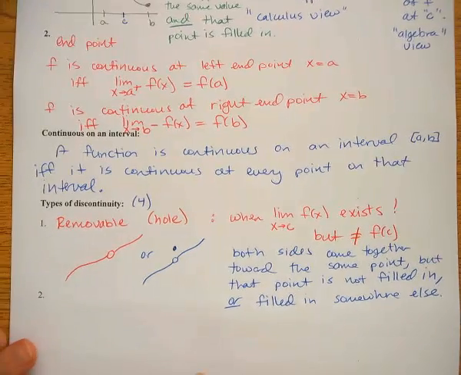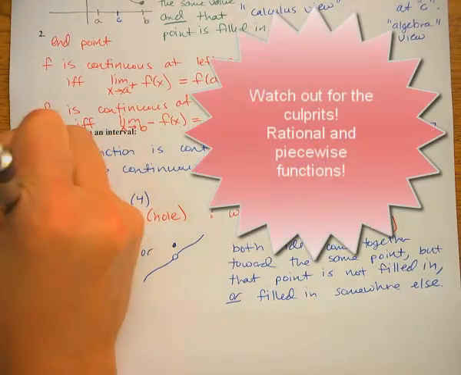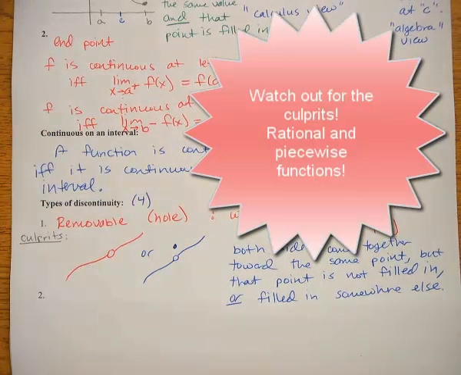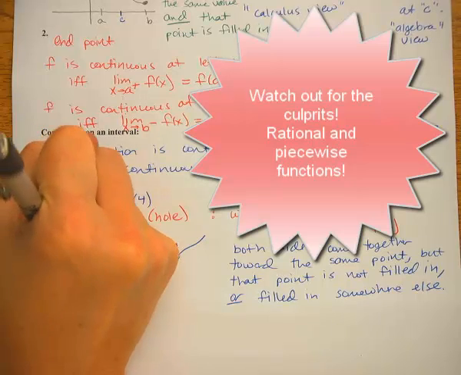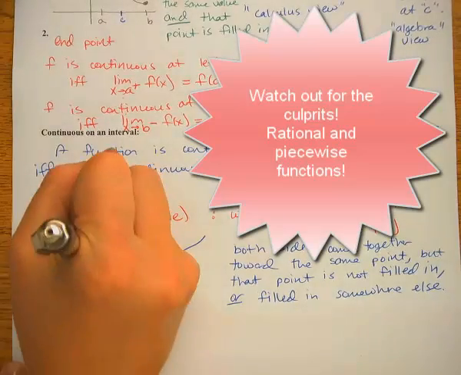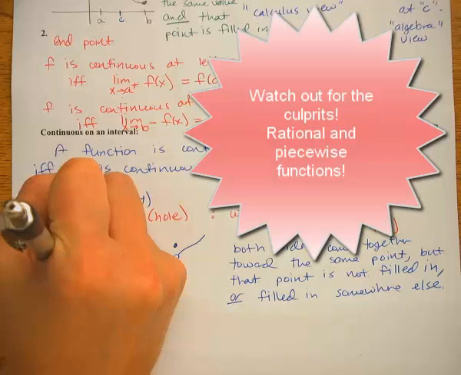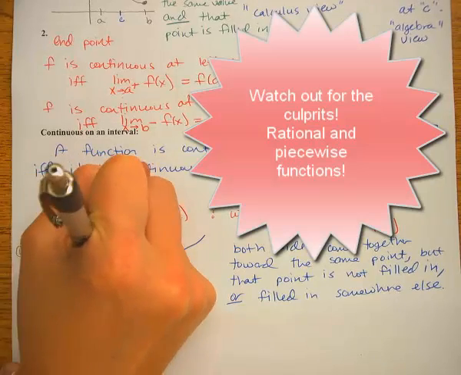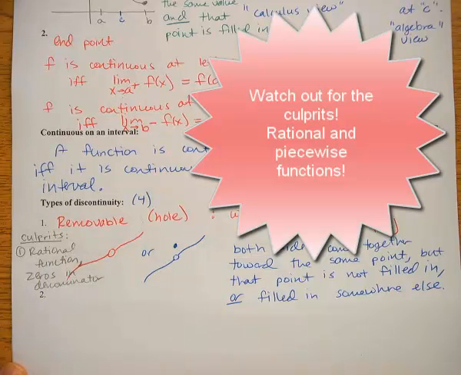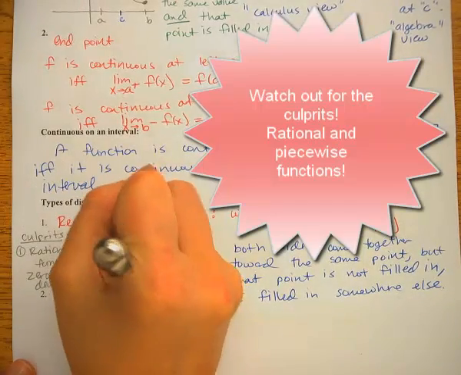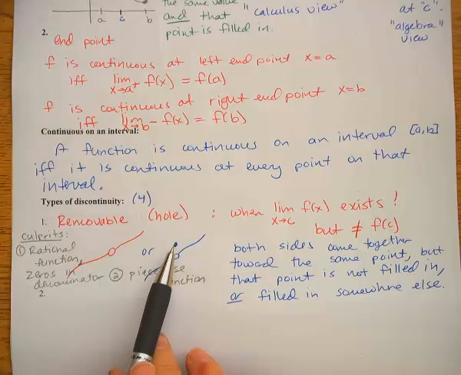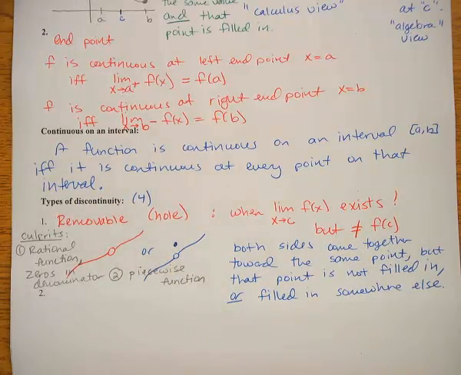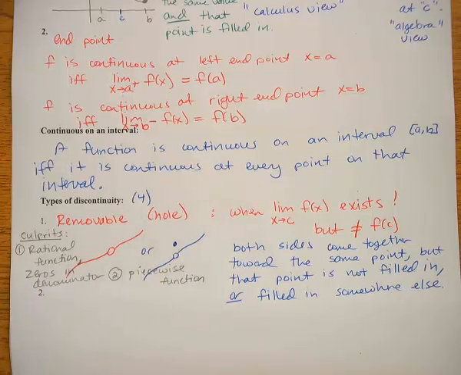Now, I want you to keep a little list or keep track of the types of functions that create holes. So we want to look at our culprits. There are 2 main types of functions that create holes, and the first main type of function is a rational function. Because sometimes you have zeros in the denominator, and those zeros in the denominator sometimes turn out to be holes. So zeros in the denominator of a rational function is the first culprit. The second culprit would be a piecewise function. Because we're piecing different functions together, sometimes we have these holes filled in somewhere else, or sometimes they're just left open. So if you see a rational function or a piecewise function, be on the lookout for a hole.